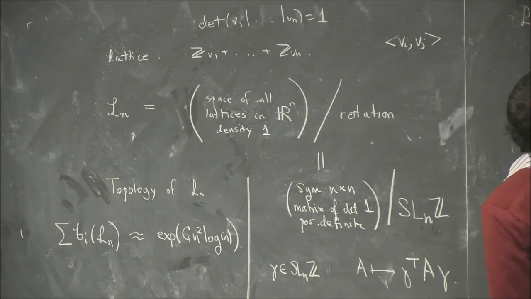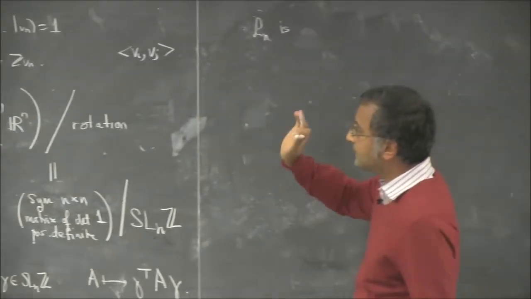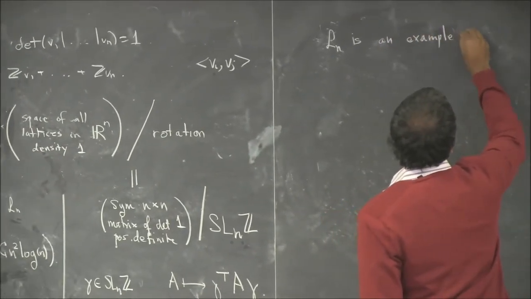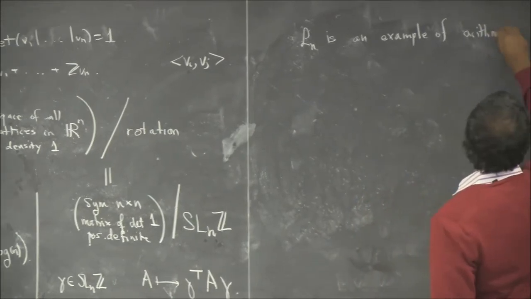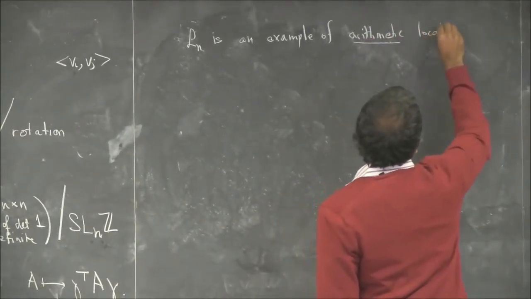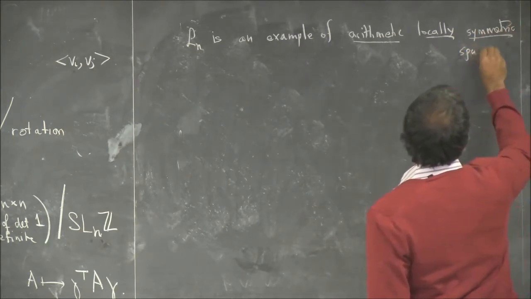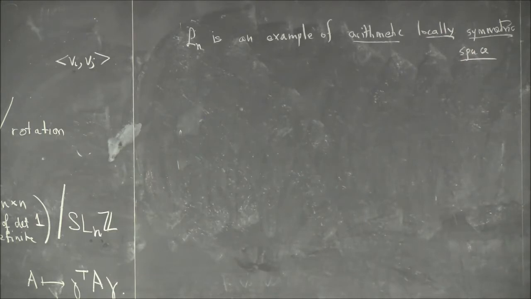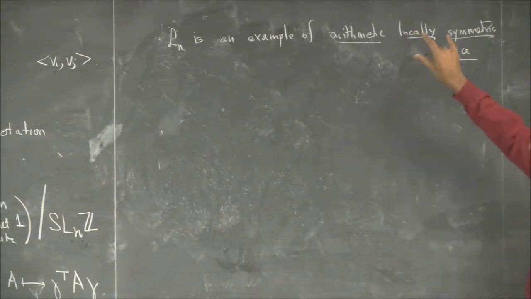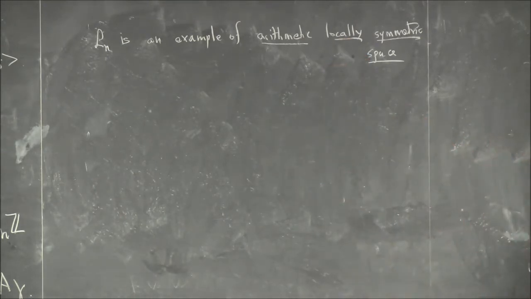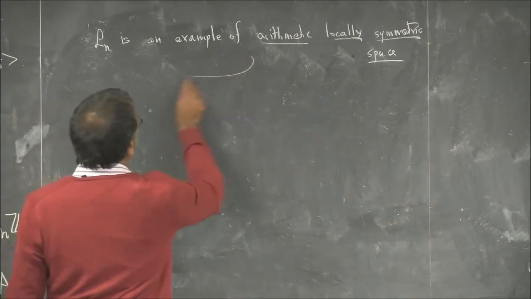This L_n fits inside a larger class of spaces, which are called arithmetic locally symmetric spaces. Everything we say about the topology of L_n applies to all of these spaces. It's helpful to describe this, because it gives a larger supply of simpler toy models. Even if we're strictly interested in this question, it's helpful to think about this larger class. So I'll describe to you what these are.